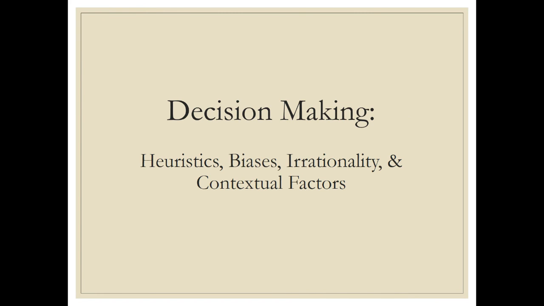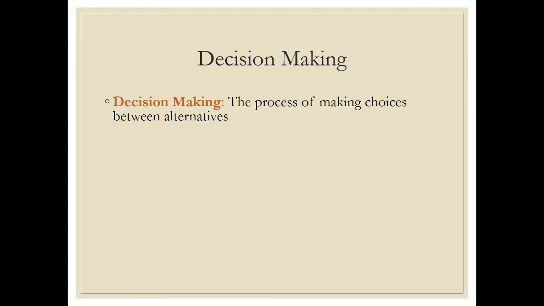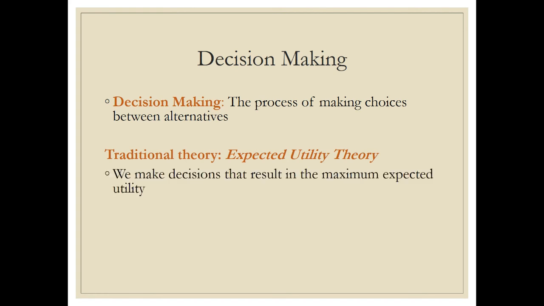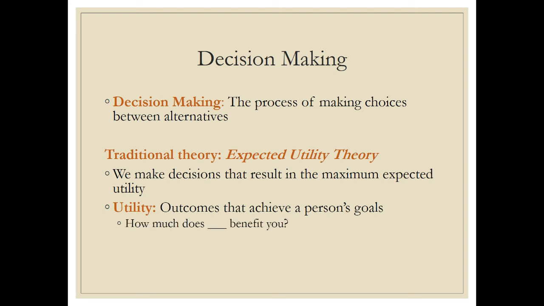Okay, now let's go into decision making. Here we make choices between alternatives. The traditional theory is the expected utility theory. We make decisions that result in the maximum expected utility, right? We want good outcomes. I would rather earn $100 than $50, right? So if I'm offered two jobs and they each require the same amount of time from me, but one pays more than the other, there's going to be a lot more expected utility from one job than the other, and that's going to be the main factor influencing my decision making. That is how this traditional theory argued. So utility can be anything that achieves a person's goals: money, success, respect, whatever it is.